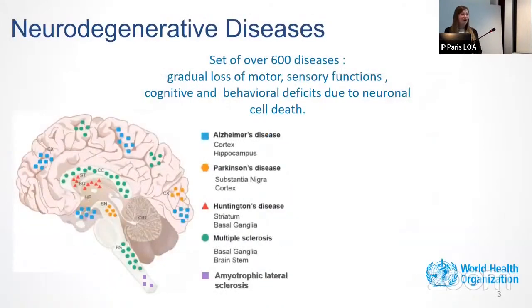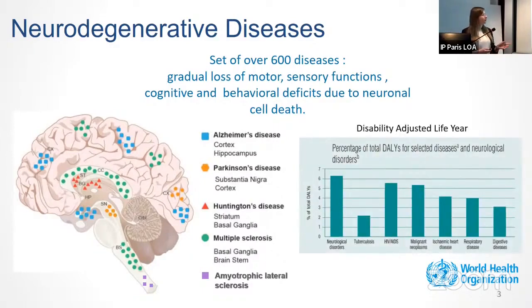So, as I said, our main applicative part will be on neurodegenerative diseases. That is a set of 600 diseases that involve the loss of neural and cognitive function inside the brain and lead to neural cell death. This is a picture of the areas of the brain that are involved in neurodegenerative disease, and we will focus on Alzheimer's disease and on amyotrophic lateral sclerosis.